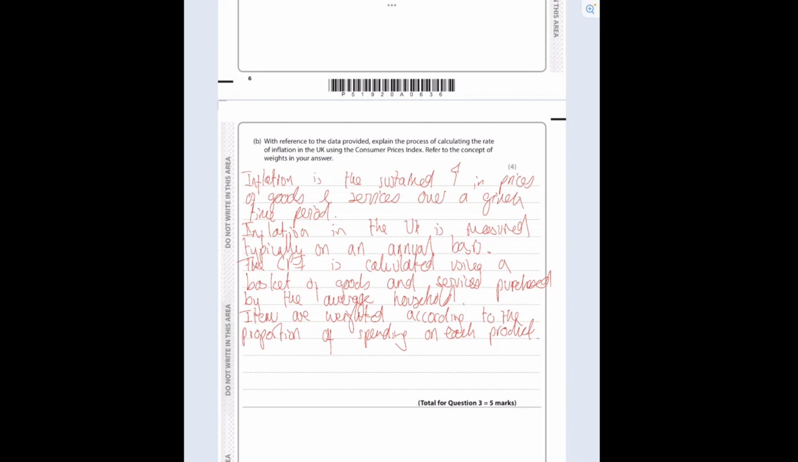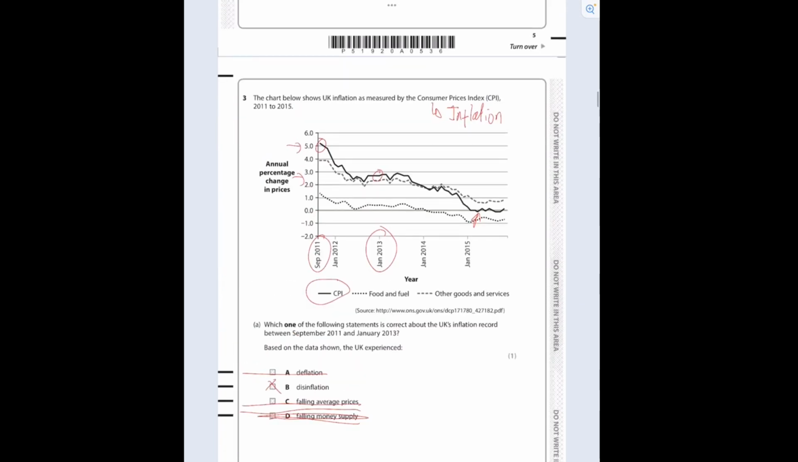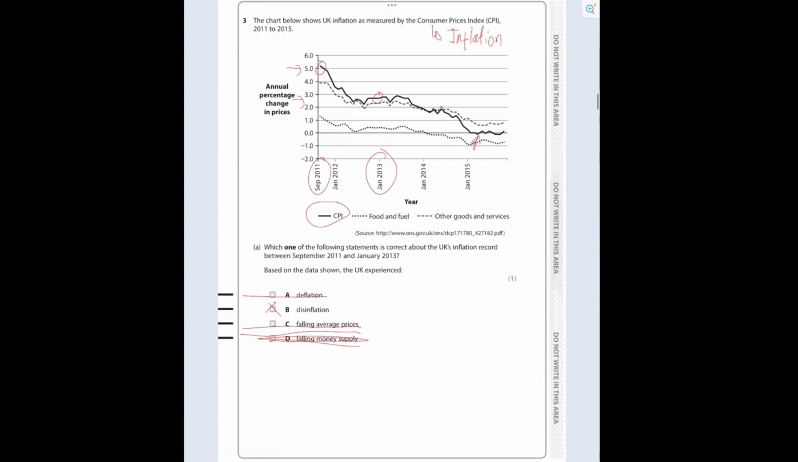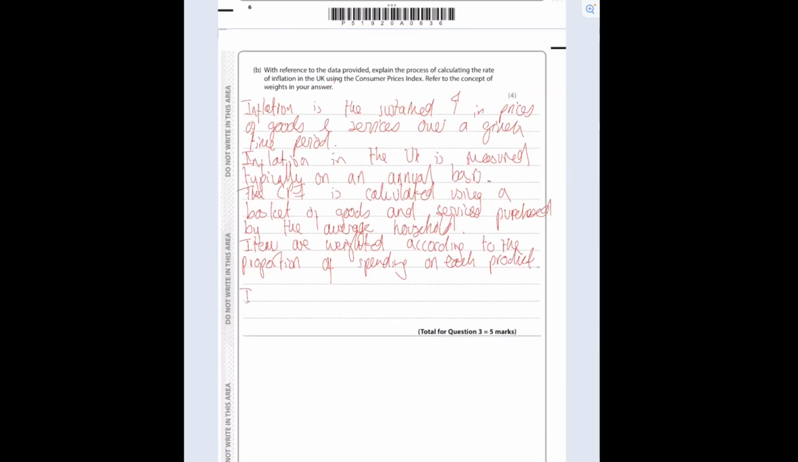Now the last thing that we need to do is reference the data. I think the easiest thing to do is just to take a rate of inflation. This looks like the easiest one because January 2015 is 0%. So in January 2015, the CPI inflation rate was 0%, which means that the prices didn't change.